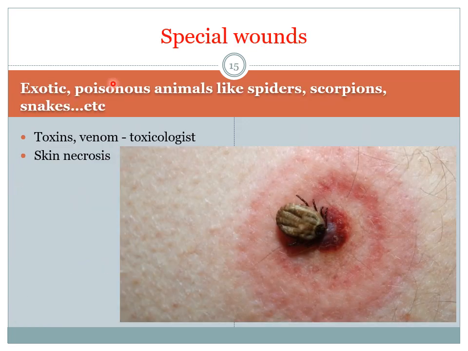Insect bites and snake or animal bites and scorpions, etc. These animals secrete toxins or venoms, and they may induce vasculitis and skin necrosis, and they may require antitoxin given to the patient.